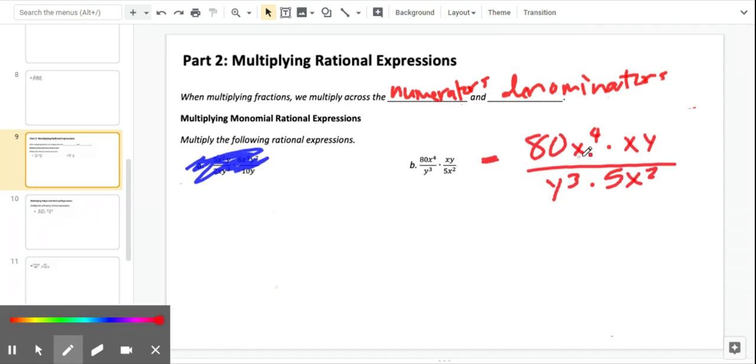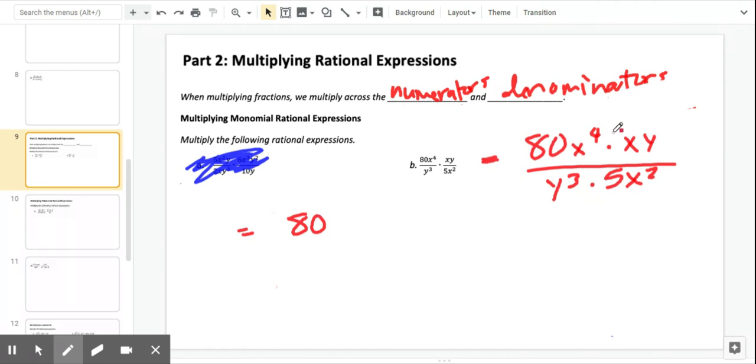Now we want to simplify the numerators and the denominators. So this is equal to 80. We have x to the fourth times x to the first. So add the exponents and we get x to the fifth. And then the y is all by itself, so we just have y. Then in the denominator, I put my coefficient out front. So we just have a 5 for the coefficient. And then for the x's, it's just x squared. Then for the y's, it's y cubed. All right, so that part wasn't too crazy.